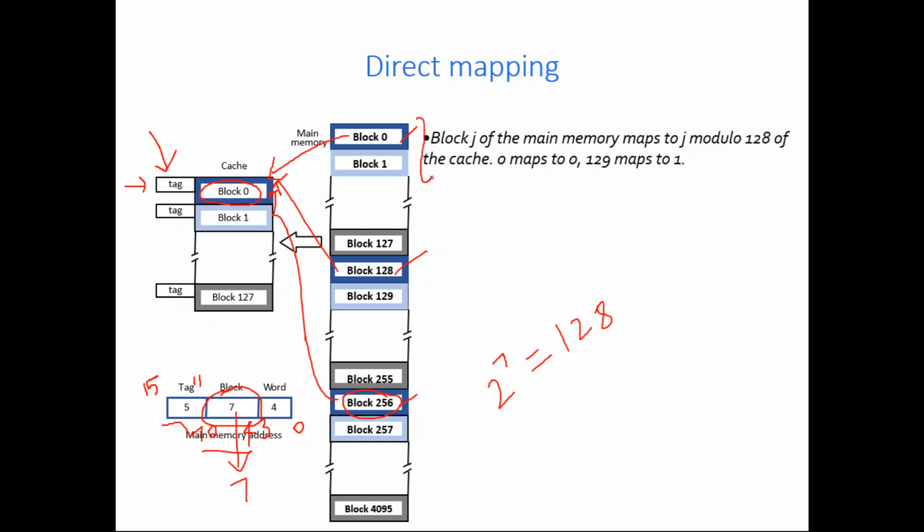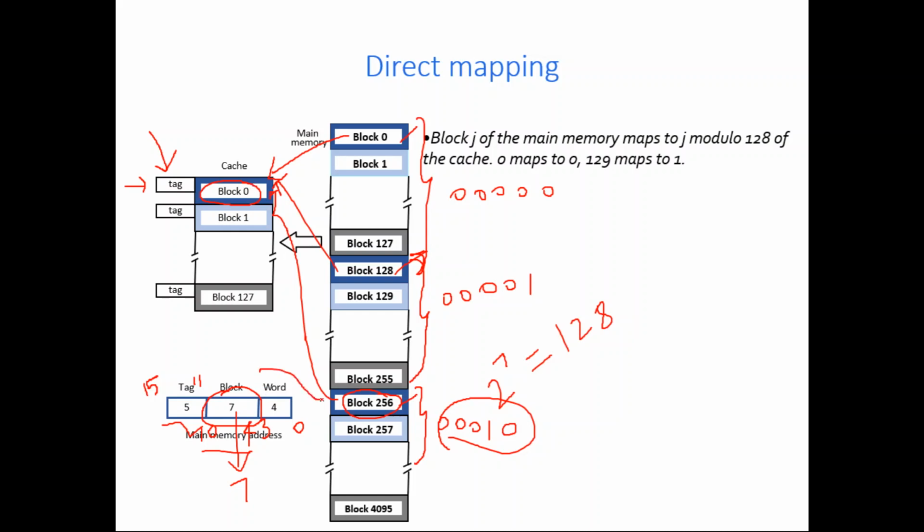For the first set of 128, that is 0 to 127, the tag bit will be all 5 zeros. For the second set of 128, that is 128 to 255, the tag bit will be 00001, that is 4 zeros and 1. For the third set of 128 blocks, the tag bit will be 00010. If the tag bit is 00010 and the block is mapping to block 0, then it means that it is referring to block 256.